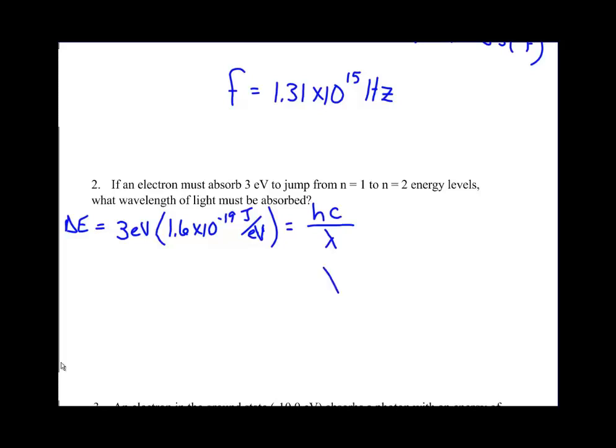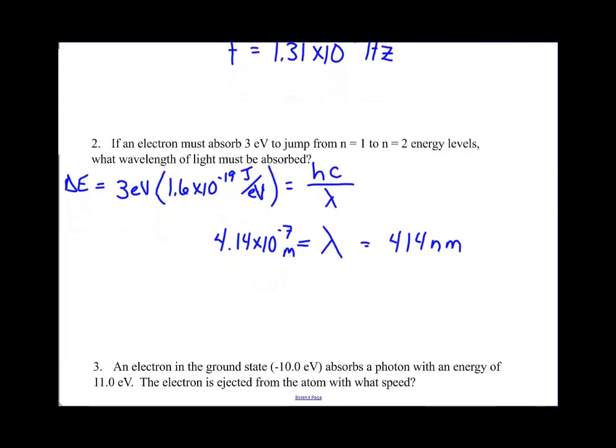I do the math, punch it all in my calculator, and what I should end up with is 4.14 times 10 to the negative 7 meters, and that's 414 nanometers. Wavelengths of light actually are usually given in nanometers, which is why I gave it to you that way.